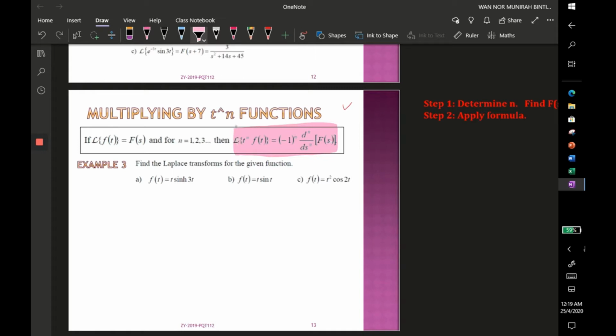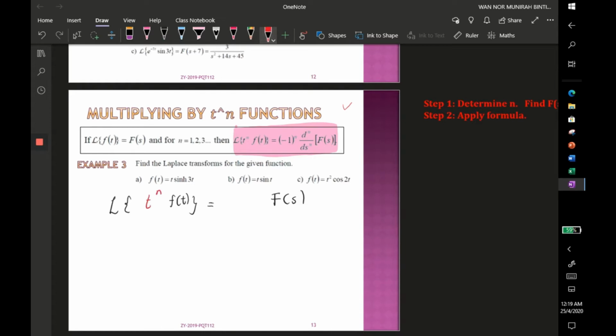Okay, multiplication by t to the n means that you have initially Laplace of f(t) equals to F(s), right? So this is our general idea. This is by definition. Multiplication by t to the n means that you have Laplace of f(t), but this f(t) is not a single function, but this f(t) is multiplied by t to the n. So that is why the name of this property is multiplication by t to the n.